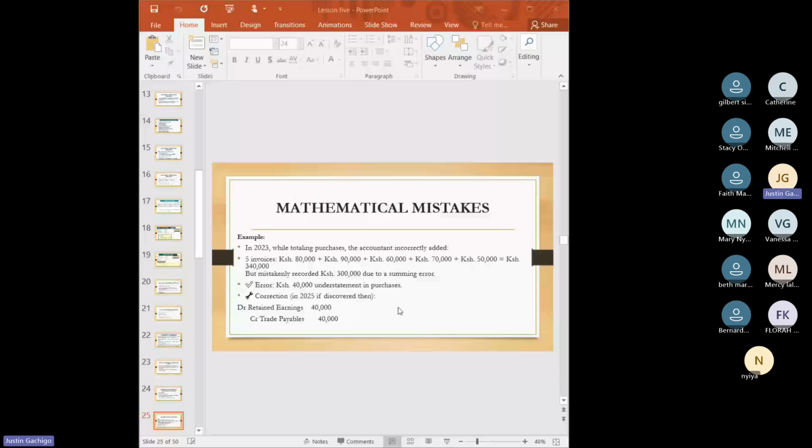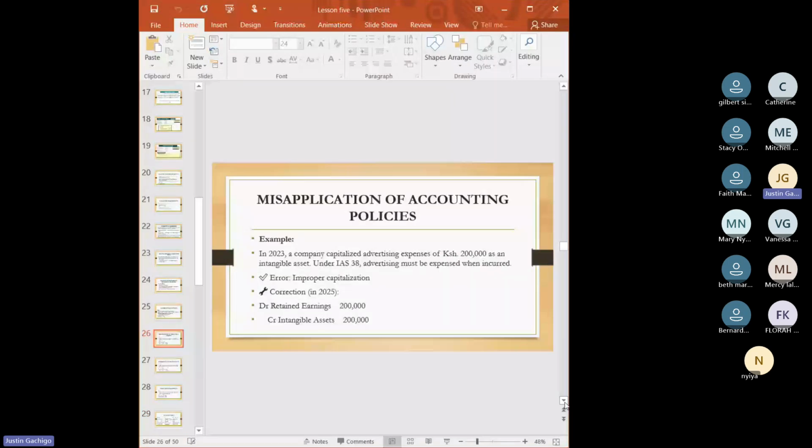Okay, moving on. Misapplication of accounting policy. For example, we have this quack accountant who capitalized advertising expenses of 200,000. To correct this one, you need to reduce the asset because you had assumed that the advertising expenses are an asset. So you need to credit the intangible asset and then debit the retained earnings.